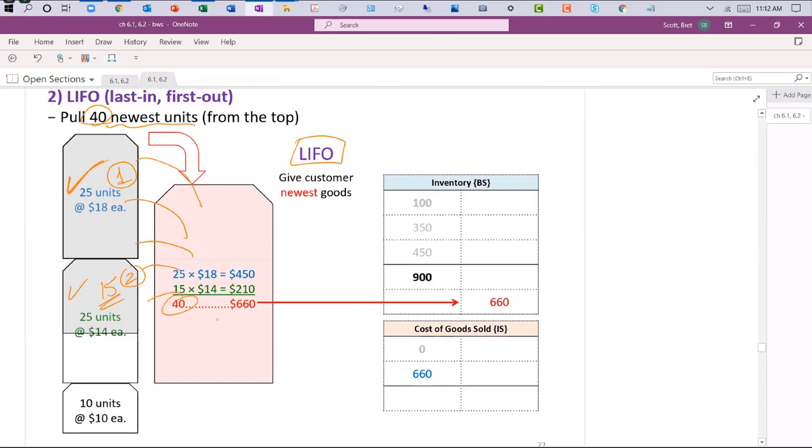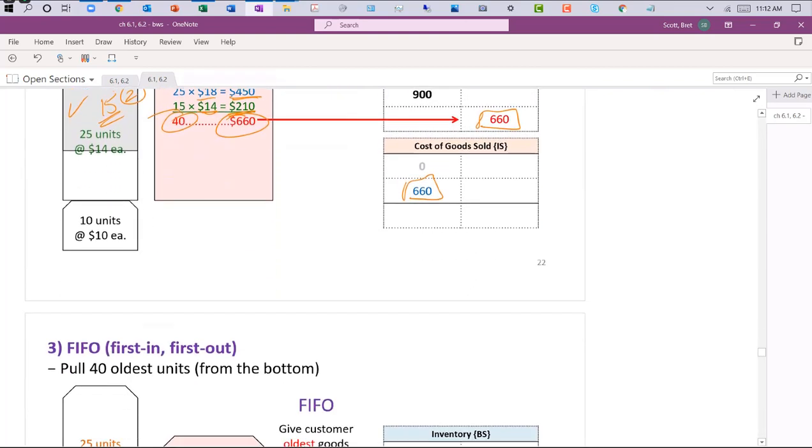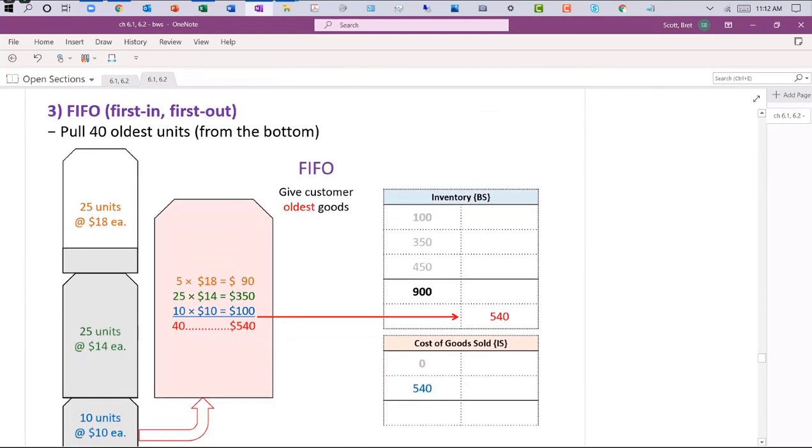We pull 40 units. We can determine that the first 25 is, because it was at $18 per unit, costing $450. The next 15 units were the next level down. Those are at $14 per unit. So those were $210. The overall cost, when you add that up, that's $660. That's how we determine ultimately cost of goods sold. LIFO says you're going to be basing the cost on the newest, the most recent purchases that have gone into the bin. FIFO is different though.